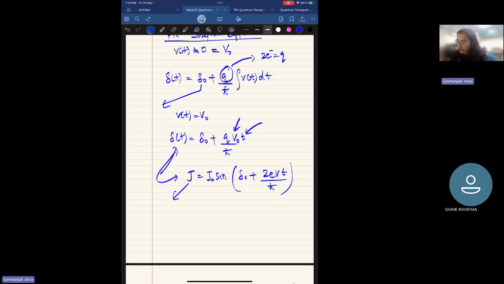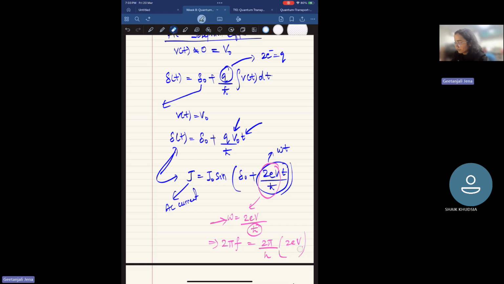Okay. So this is the AC current we get if you apply a DC bias voltage. And the term here is similar to a term of omega t. So that means we can say that this part is equal to omega. Omega is 2e by h cut. And omega, if you know, is the angular frequency. If you relate it to frequency, we have 2 pi f. And h cut is h by 2 pi. So 2 pi by h, 2e v by 2e v.